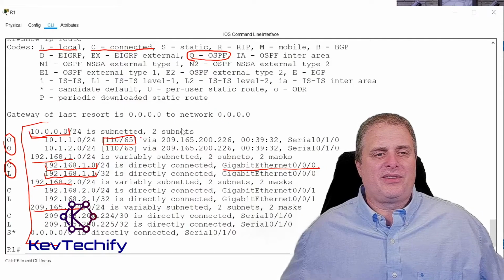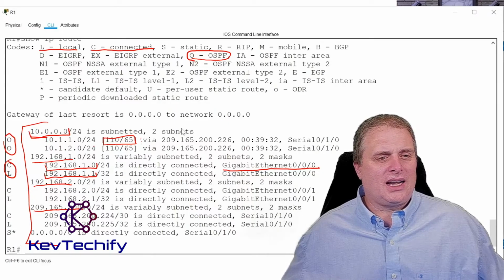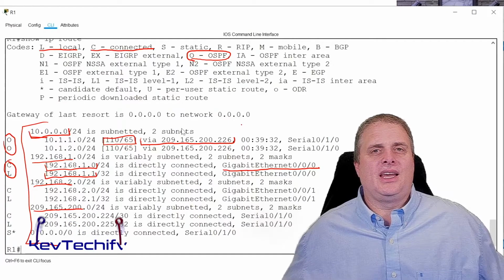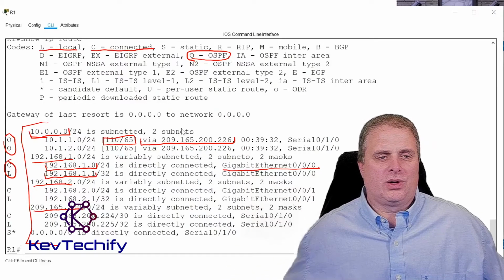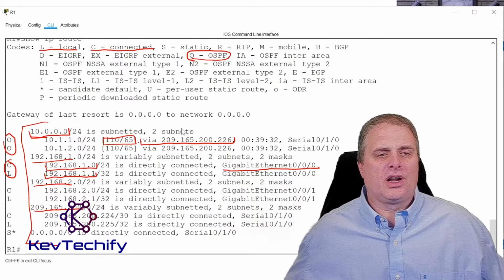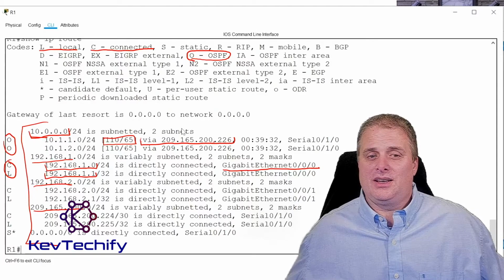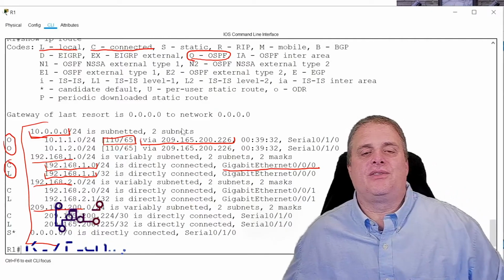Then we have the via. And so how do we get to this network from the device we're on? We go to this IP address, which is the IP address of the next router. And so in order to get to this network, you would go to this IP address. The network is directly connected, but this is the IP address on the far side of that connection.